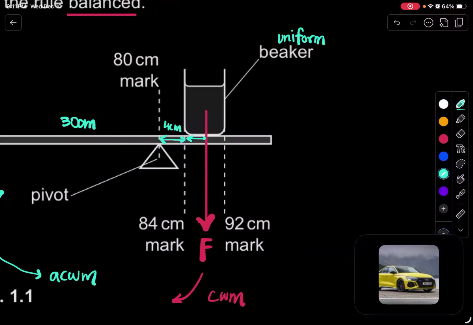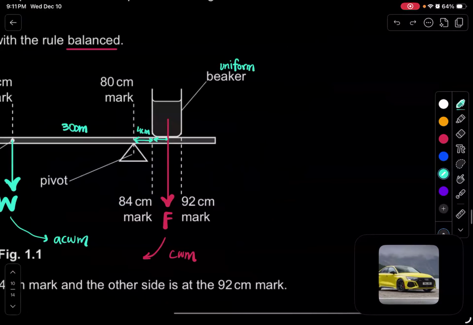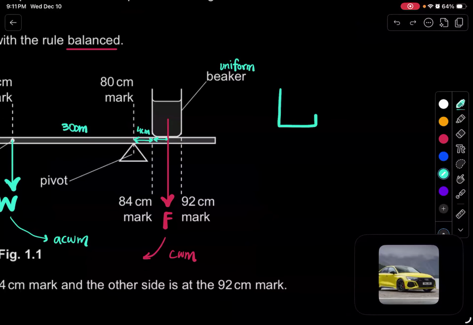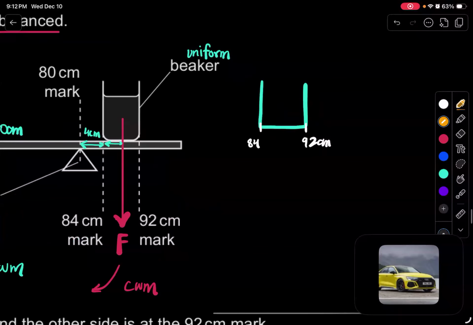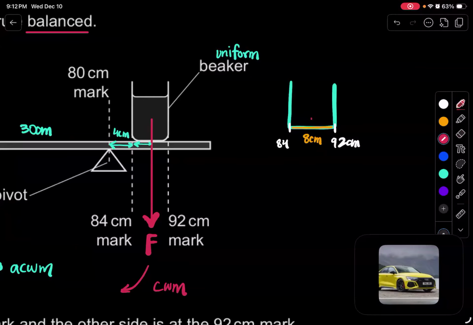So what you would do is, how do you figure out the center of 84 centimeters and 92 centimeters? If this is 84 centimeters and this is 92 centimeters, then that must mean that the length of the beaker's base is actually 8 centimeters. So the base has a length of 8 centimeters. Then half of it would be 4 centimeters, right? So 4 centimeters and 4 centimeters.